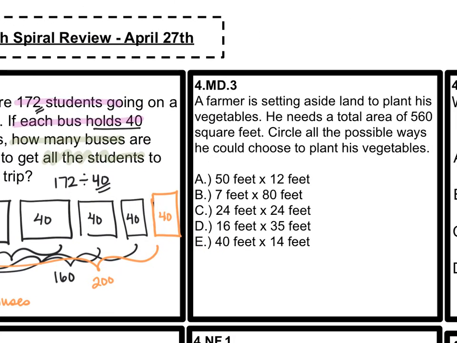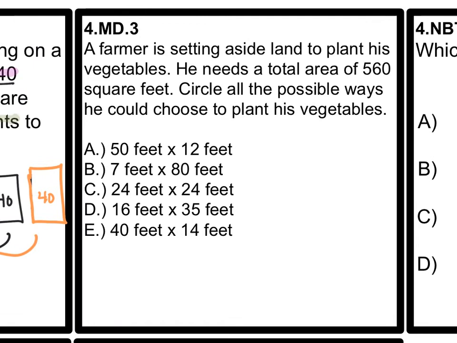Okay, the next problem. A farmer is setting aside land to plant his vegetables. He needs a total area of 560 square feet. Circle all the possible ways he could choose to plant his vegetables. So here are some keys. He needs a total area of 560 square feet. That means that we're looking at area. And area is length times width. And we need this area to equal a total of 560 square feet.